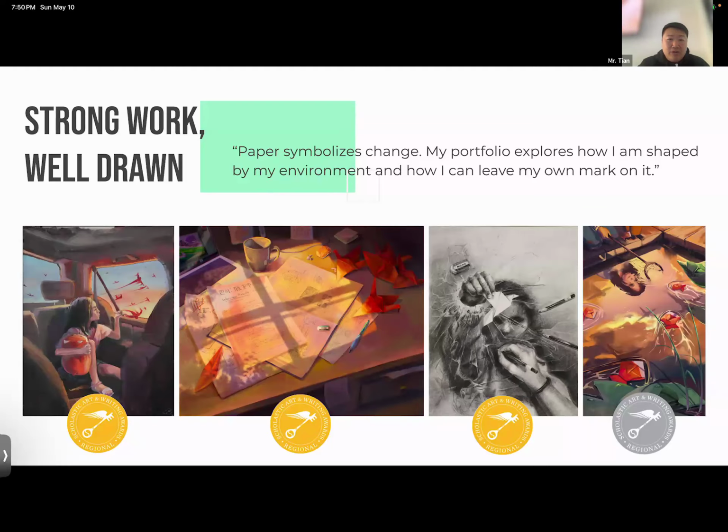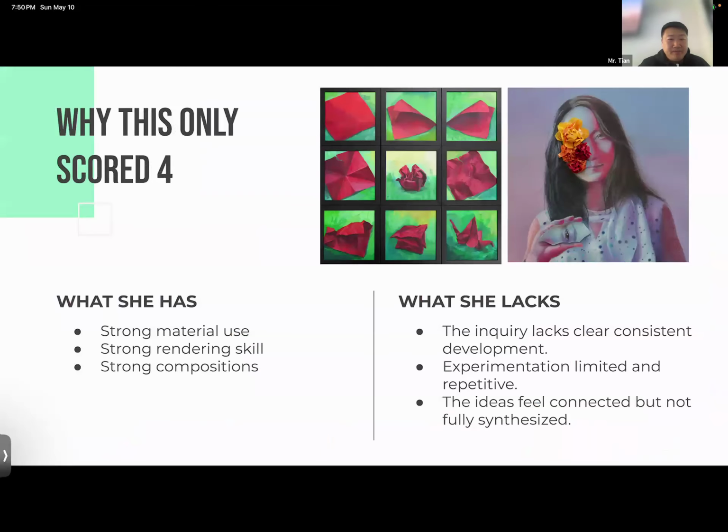The portfolio also uses many different media, including digital painting, charcoal, collage, graphite, and colored pencil. Visually, the artworks are very polished and impressive. The lighting, rendering, and composition are all very strong. However, even though this individual works beautifully, overall the investigation feels less connected and less developed compared with the previous one, which is the 5-score portfolio. We can take a look at the next page.